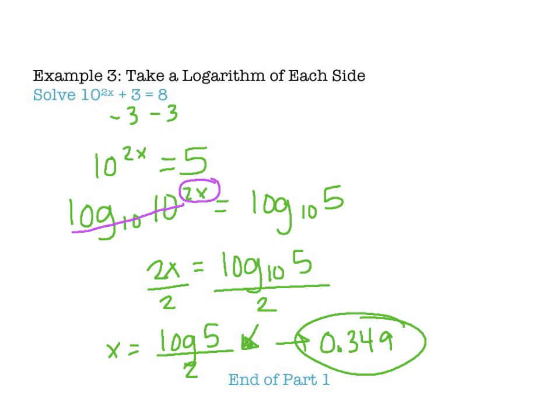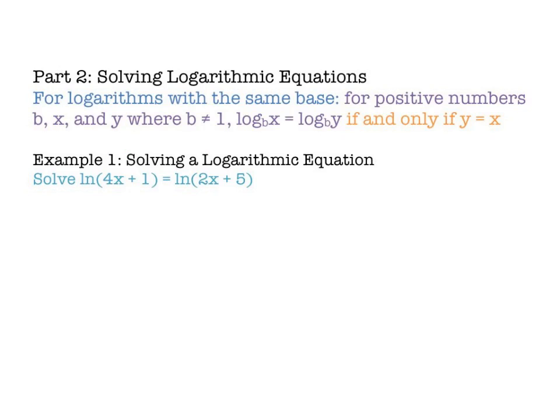So for logarithmic equations, we have a property similar to exponential equations, and that's for logarithms with the same base. For any positive numbers b, x, and y, and again, b cannot be 1, log b of x is equal to log b of y if and only if y is equal to x.